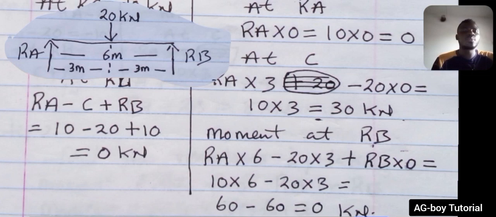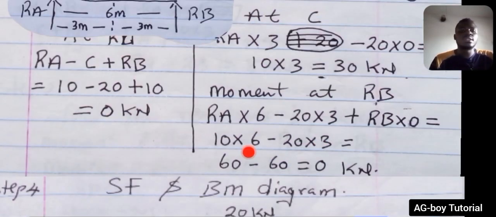And therefore, if you calculate everything, we're going to have our RA here is going to be 10 multiplied by the distance 6. Then our 20 multiplied by the distance 3. This one is automatically 0. So by the time we multiply 10 times 6, we are going to have 60. Then 20 times 3, we are going to have 60. 60 minus 60 is 0 kilonewton. So our bending moments end in 0. That makes it correct, same as our shear force calculation.